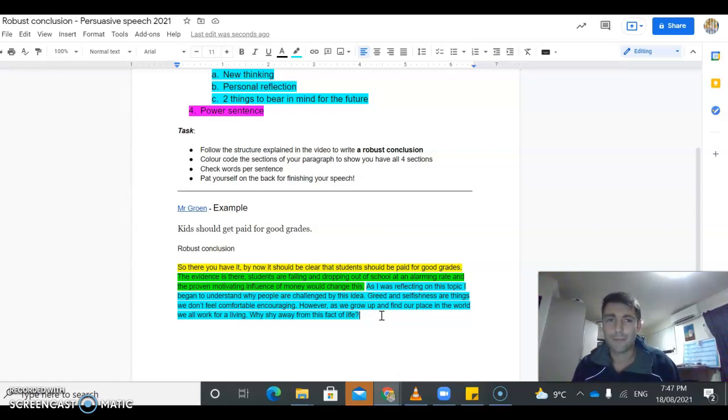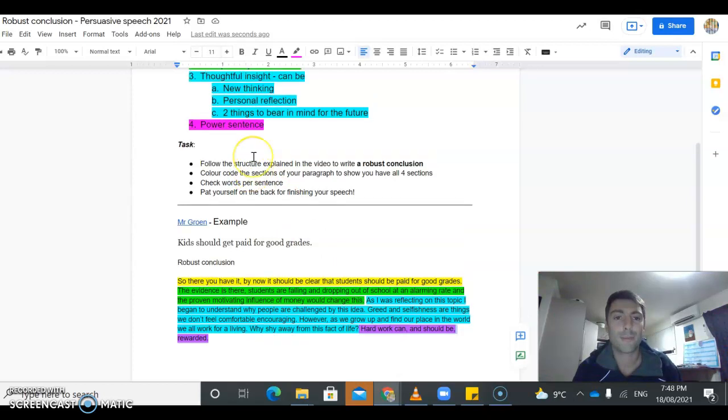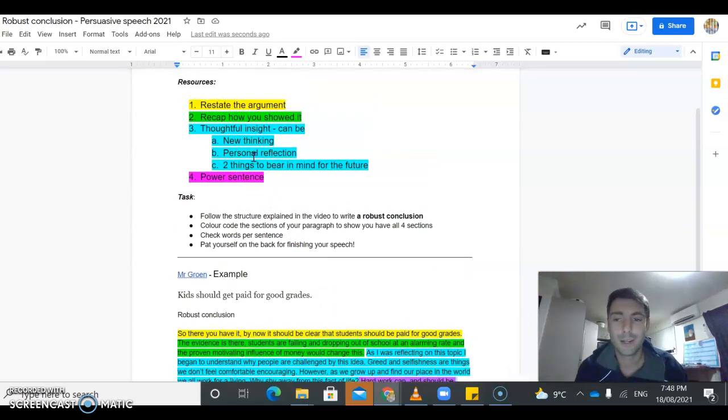And the final part, very easy, a power sentence. Any power sentence that you think suits closing the show. And I chose, hard work can and should be rewarded. And that's it. That's my robust conclusion and the end of my speech. You can do the same, guys. Just remember to have those 4 parts all highlighted and ready to go.